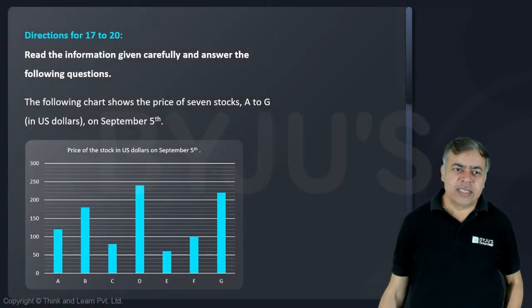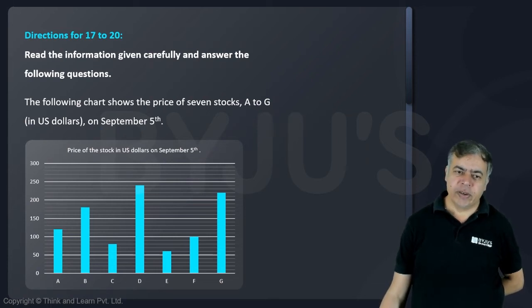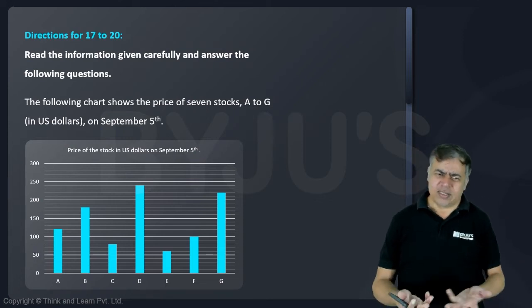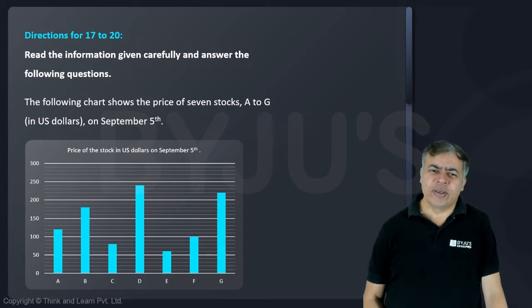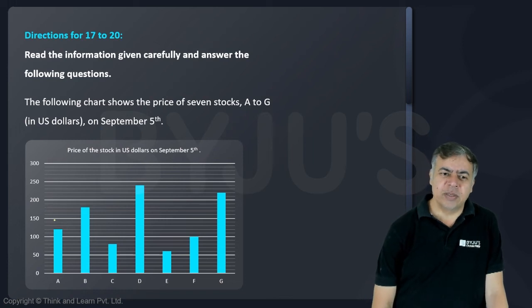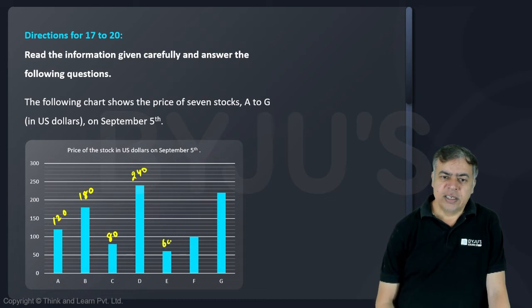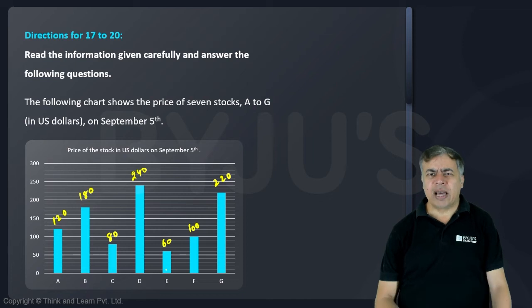Okay, look at this set. The following chart shows the price of 7 stocks A to G in US dollars on September 5th. Okay, so there is nothing much given in the graph, only the 5th September value of different stocks. That means here it is 120, here it is 180, right? Here it is 80, okay, 240, right? 60, 100, and 220. Okay, simple values are given, right?